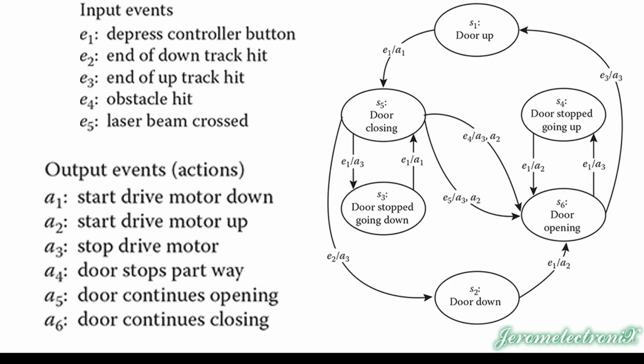This is a diagram graph that was used to plan out how a garage door works. The circles are called states. At some time, each one will be the current state. So you could be in any of those states: door up, door stopped going up, door opening, door down, door stopped going down, and door closing. The arrows between the circles are called transitions.